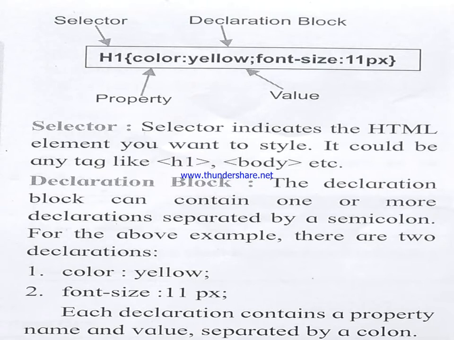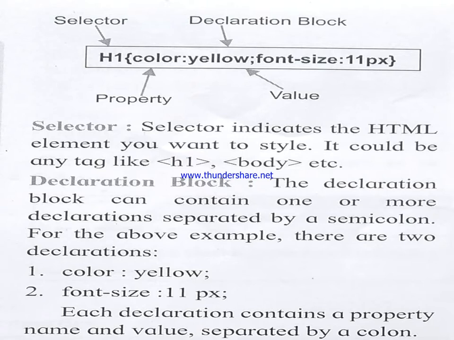Now there is a semicolon, and then the next property is font size. Here font size is given as 11px, that is 11 pixels. As we discussed pixel in 11th standard, let me clarify again. Pixel stands for a dot, a single dot. It is used when resolution is to be set.